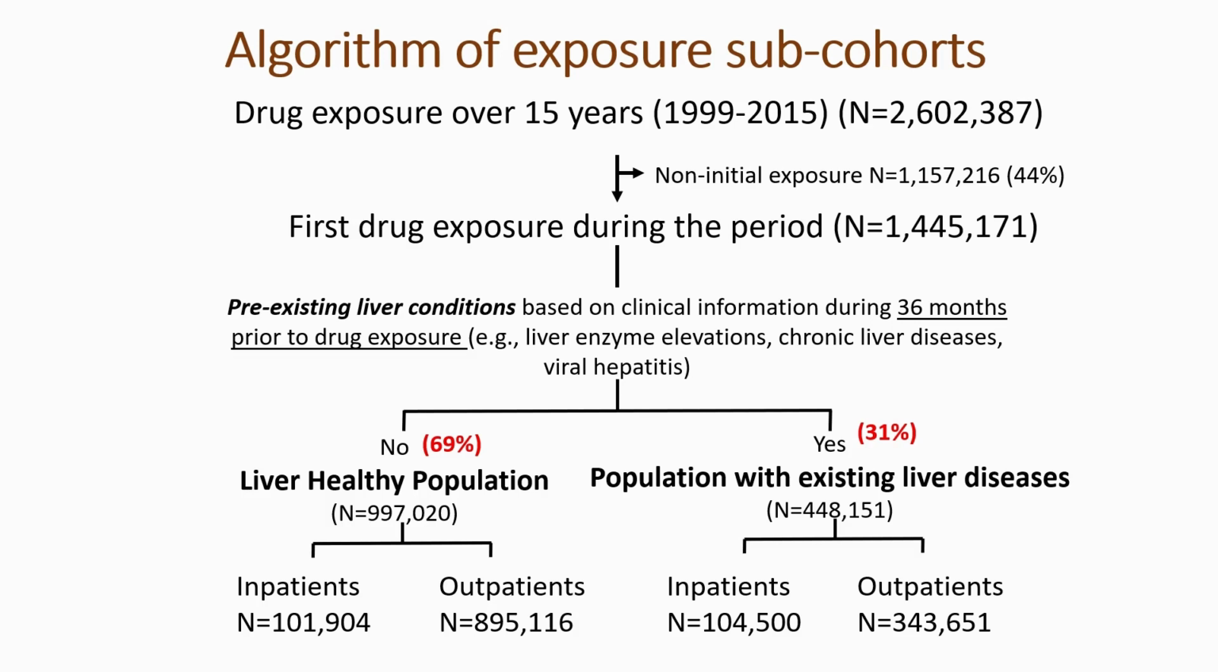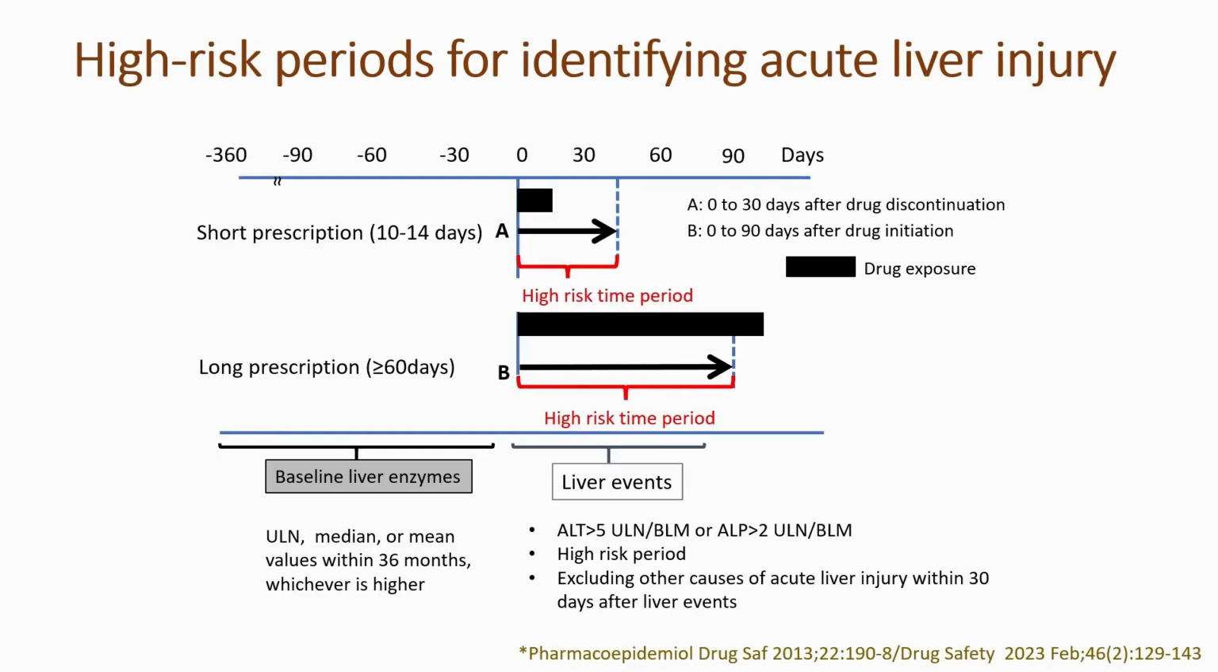The subcohorts were further divided into inpatient versus outpatient exposure. Overall, 86% were outpatient exposure. We then defined a high-risk period following drug exposures. The high-risk period was defined as either drug initiation to 30 days after drug discontinuation, or the first 90 days of drug exposure if treatment exceeds 60 days.